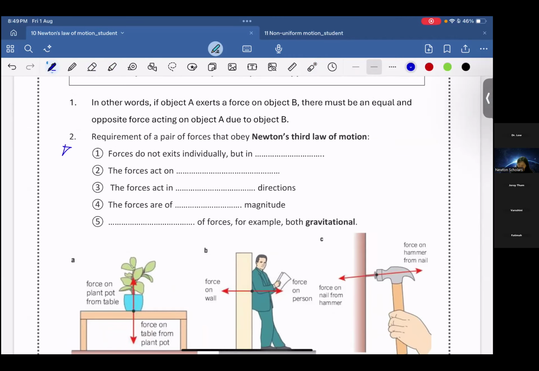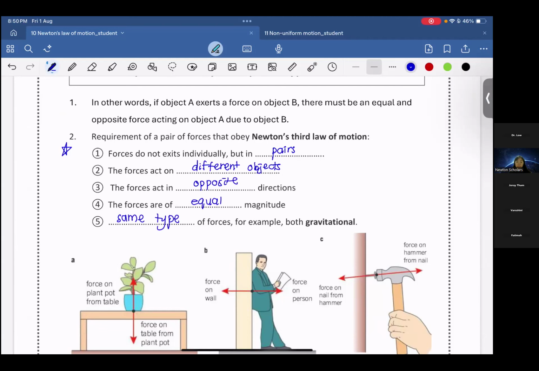Okay, so what is the requirement? The force does not exist individually, but is in pair. In pair, that means two objects. The forces act on different objects, and must be acting in opposite direction. The forces are of equal magnitude, same magnitude. And then they must be the same type of force.